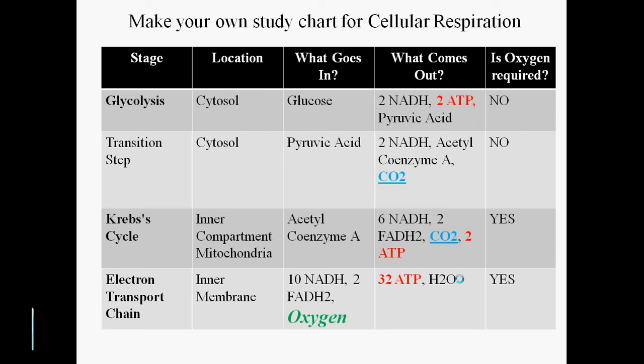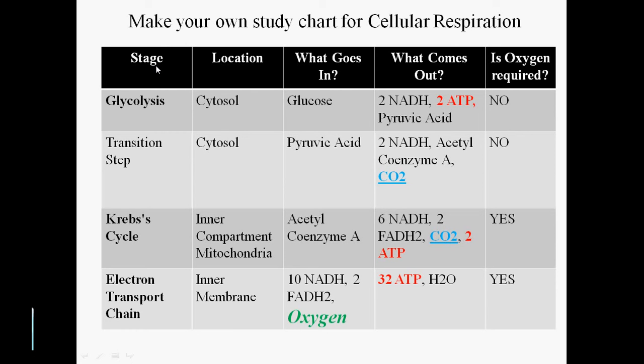And so I always suggest my students make a chart to help them understand this. I'm a big advocate of making study charts to help you remember these concepts. So make your own study chart for cellular respiration. I will write this down. You might want to go ahead and write that down. Make a 5-column chart. The first column says stage.